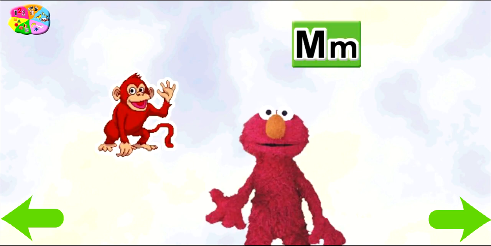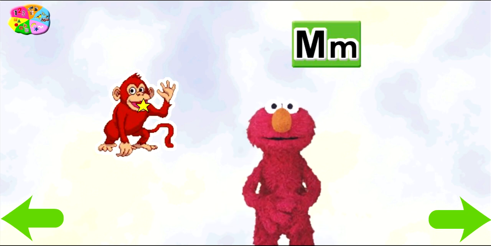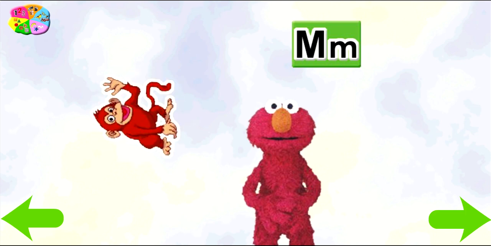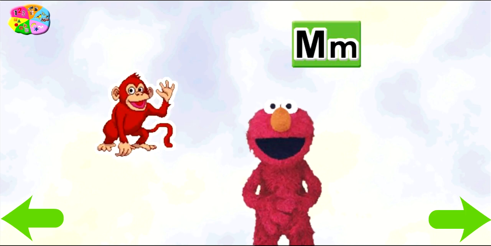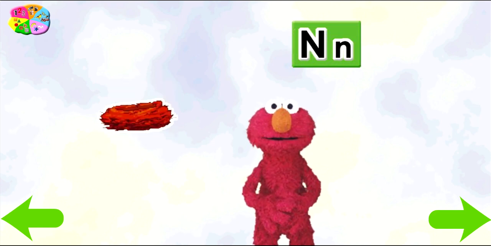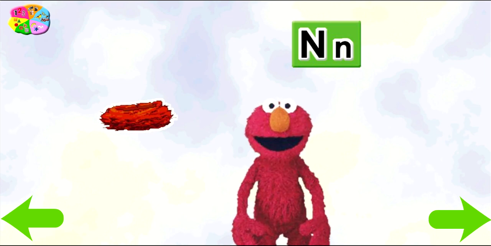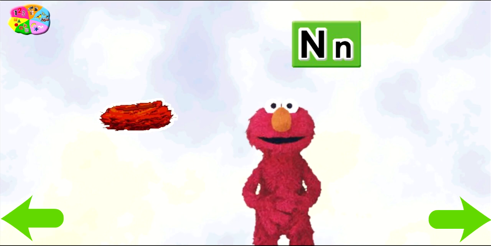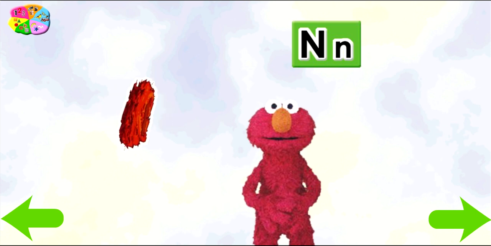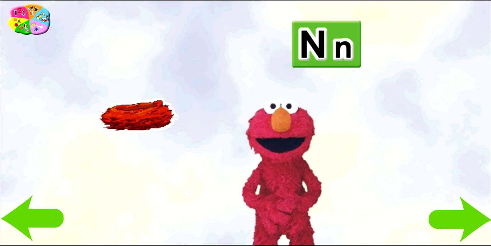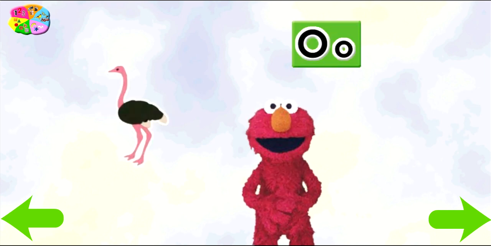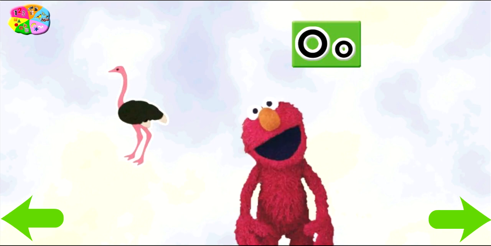M. Oh, Elmo knows what this is. It's something that starts with the letter M. Monkey. Monkey. M. Ma. Monkey. N. Look, this starts with the next letter of the alphabet. The letter N. Nest. Nest. N. Na. Nest.